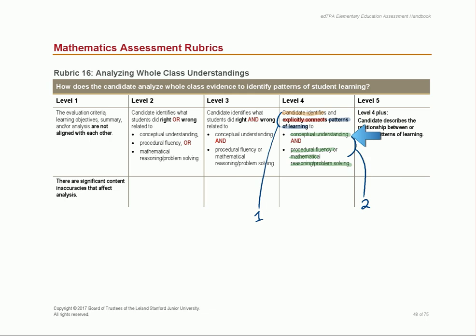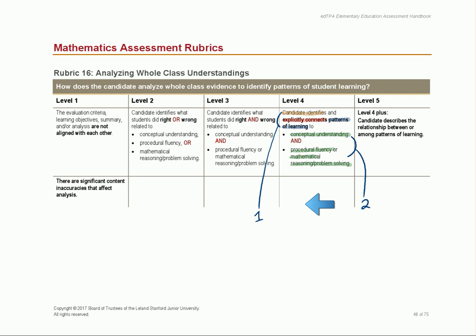Now you can see that the next part is similar. You have to have a focus on conceptual understanding, but you want to be able to talk about procedural fluency or mathematical reasoning and problem solving. Okay, so the difference between a 3 and 4 is essentially a difference between right and wrong and patterns of learning. So you have a focus on patterns of learning, you'll move to a 4. So keep that in mind.